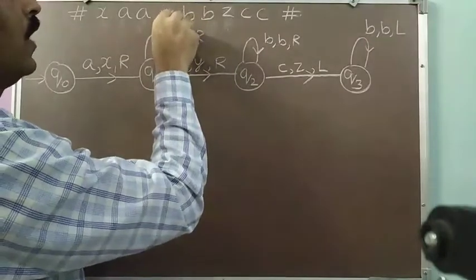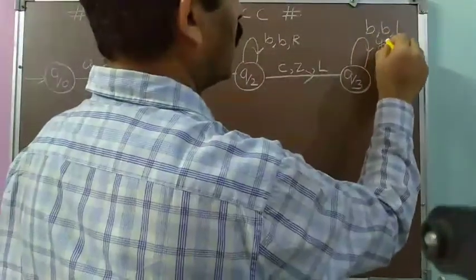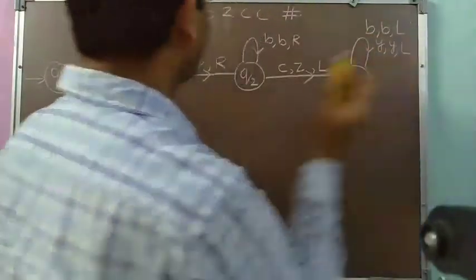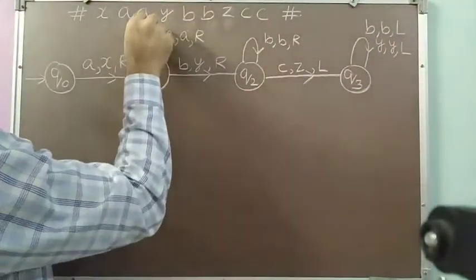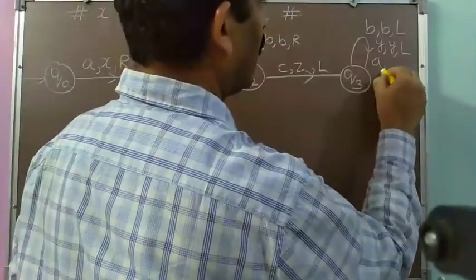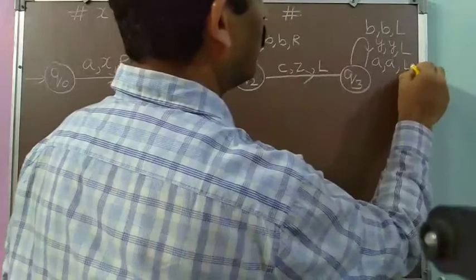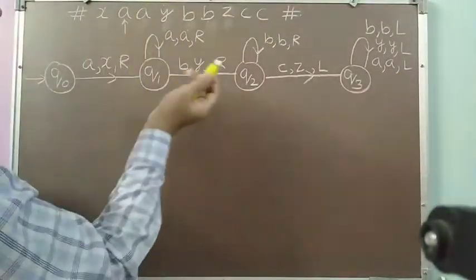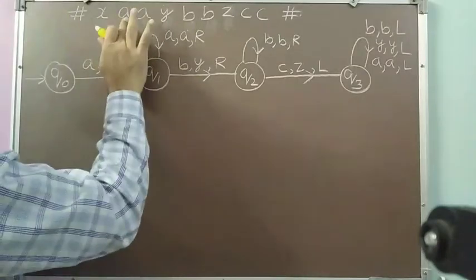Then I will get Y. So in place of Y, I will write the same one. I will not change, but keep moving left. Then I will be getting A. So A's I am finding. I will replace it by A and keep moving left. So I will come to this A. Again, I am finding A. So I will write A and keep moving left.